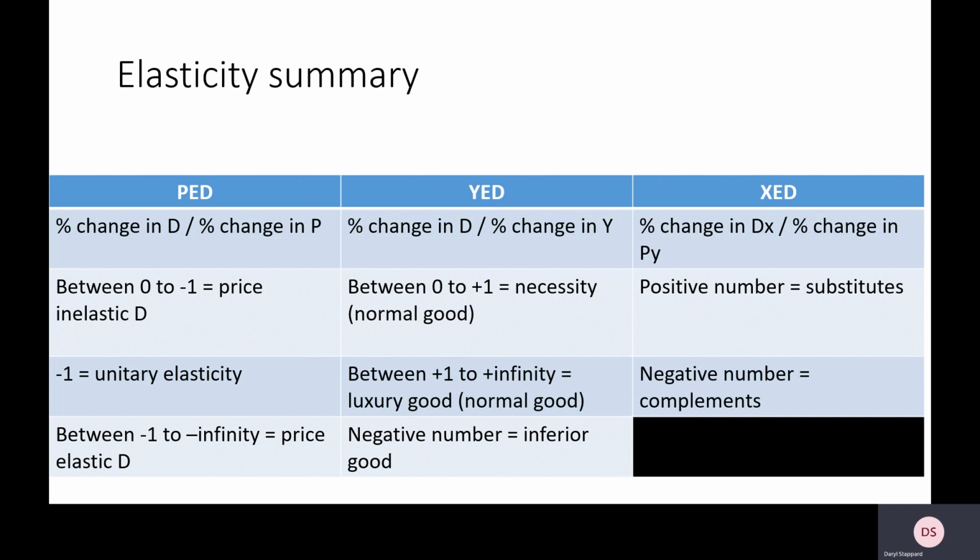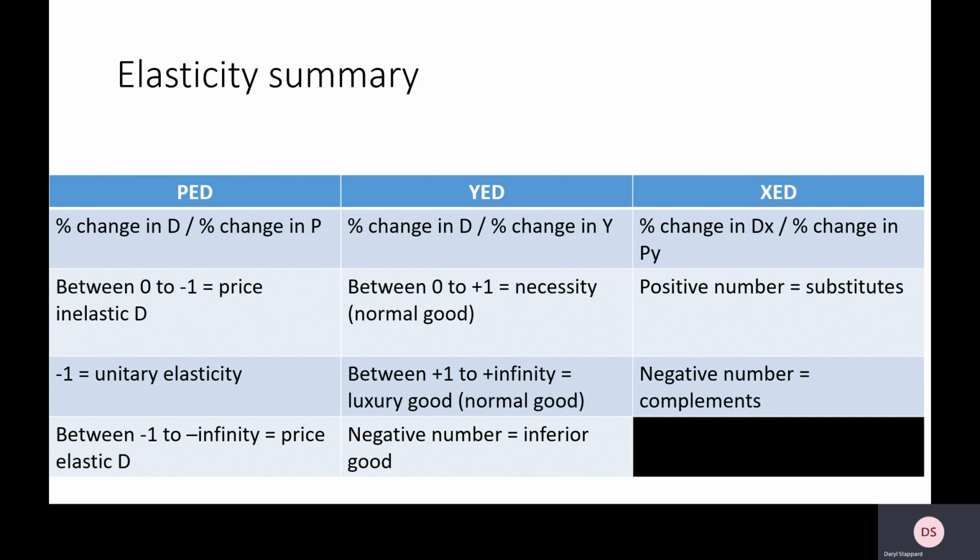Okay, now normal goods can be necessities or they can be luxury goods. The idea is if income was to increase, our demand for necessities will grow, but it will be an unresponsive change to that growth in income. Luxury goods, it would be a responsive change to that growth in income. So the percent change in demand would exceed that percent change in income. A negative number for YED would show us inferior goods. So you earn more money, you buy less. You earn less money, you buy more of them.